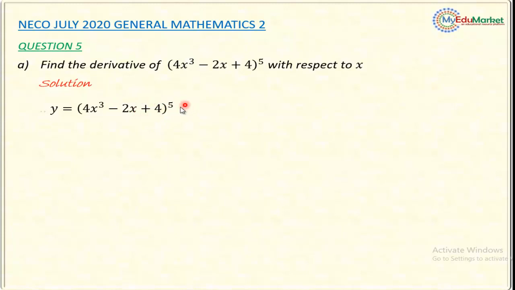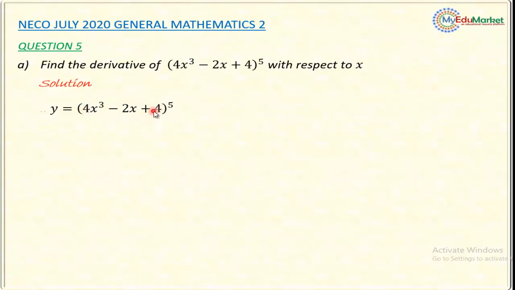the power of 5. Looking at this function, think of the techniques or the rule you apply here. The nature of the function will tell you the type of rule that we are going to use to find this derivative, because this is having power 5. Even if we are to expand it, we are going to have this bracket multiplied by itself 5 times, which will be very, very lengthy. So you have to employ a technique that will be simpler for you. The technique that we apply here is the chain rule or composite rule.